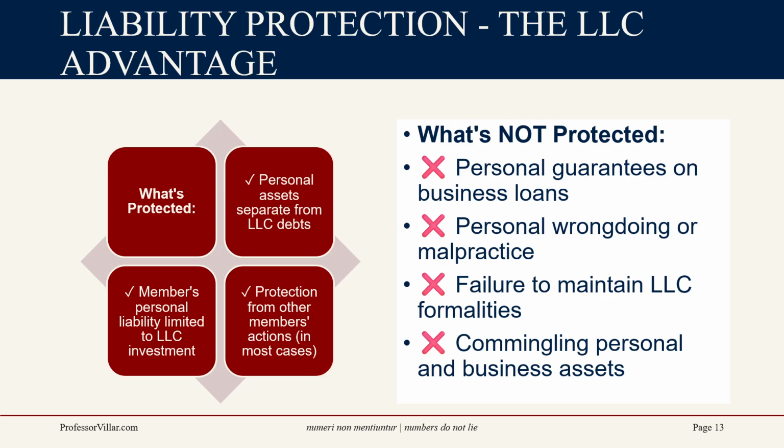So let's talk about the liability protection of the LLC and how the LLC gives us some advantages that we don't have with the sole proprietorship or the partnership. So what's protected? Basically, our personal assets are separate from LLC debts. Our members' personal liability is protected, and it's limited to the investment, and protection from other members' actions also. What is not protected? Any personal guarantees or business loans where you have secured the debt. Personal wrongdoing or malpractice, failure to maintain the LLC formalities, or commingling personal and business assets.